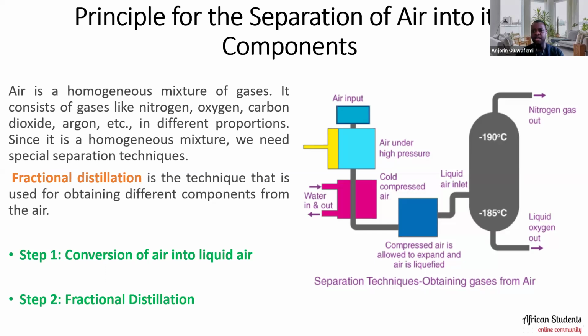So you have a gas like nitrogen coming out at minus 190 degrees Celsius. You have liquid oxygen that will be coming out at minus 185 degrees Celsius. And all other components have their different boiling points, and then they separate out accordingly. So this is the process through which air components can be separated.